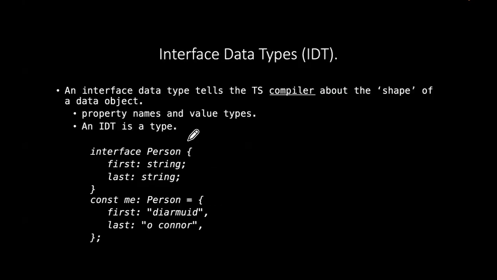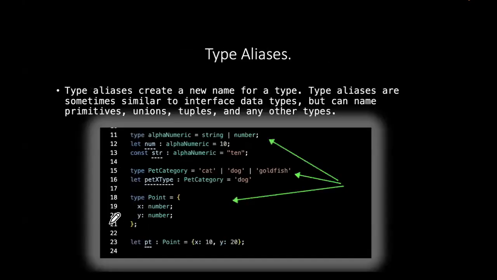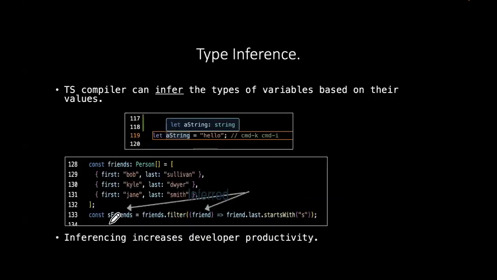Interface data types then was a new feature from the language. What interface data types, or IDTs, allow us to do is to declare the structure or shape for any data object. And we looked at the syntax for that here, and then using it here. Type aliases overlap to a degree with interface data types, but type aliases have a lot more flexibility to them, and we'll see a little bit of that today.